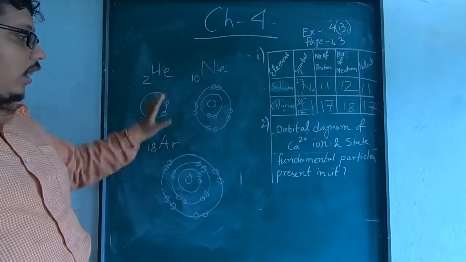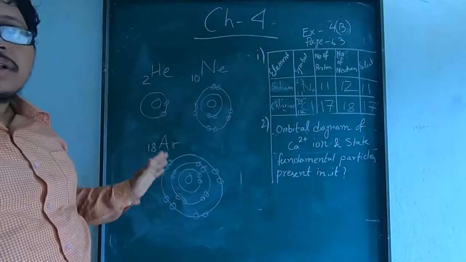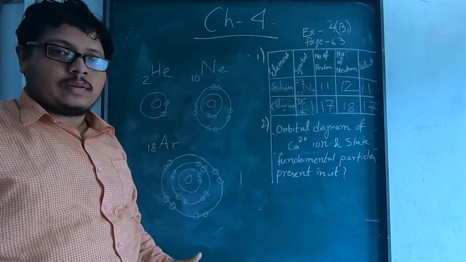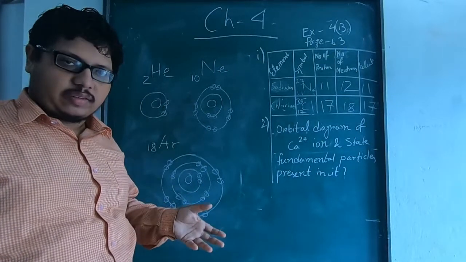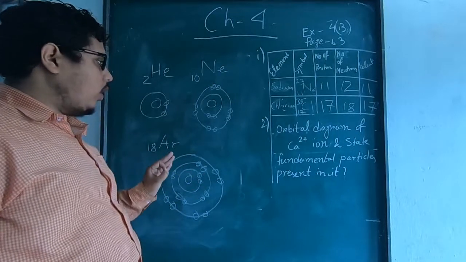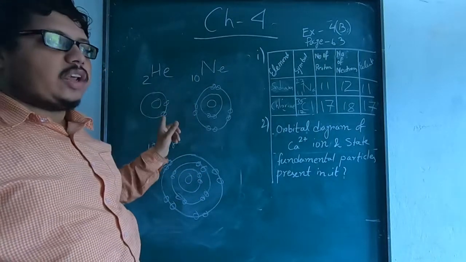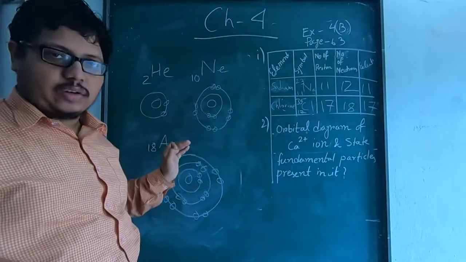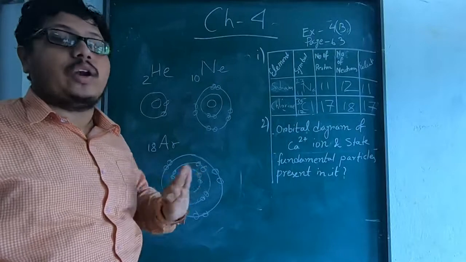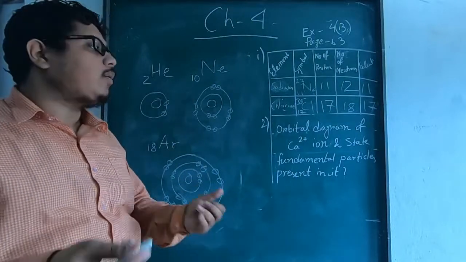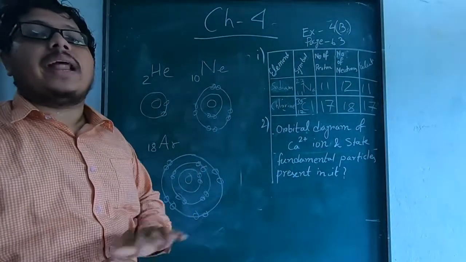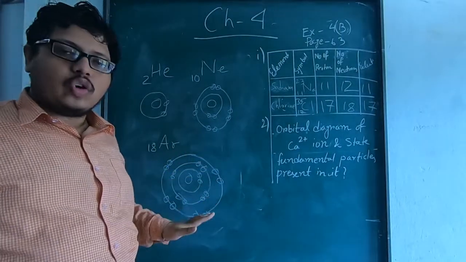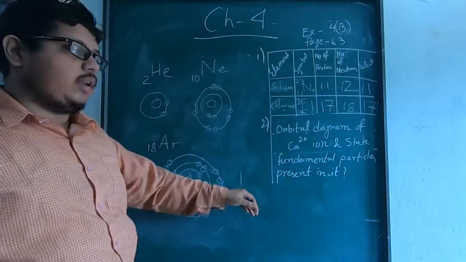All of these three elements have stable electronic configuration. We can call them noble gases and inert gases. Why so? Because since they have stable electronic configuration, they will neither lose nor gain electrons. Everybody wants to be like them. They don't want to be like anybody. They are stable, right? They don't want to lose. They don't want to gain.